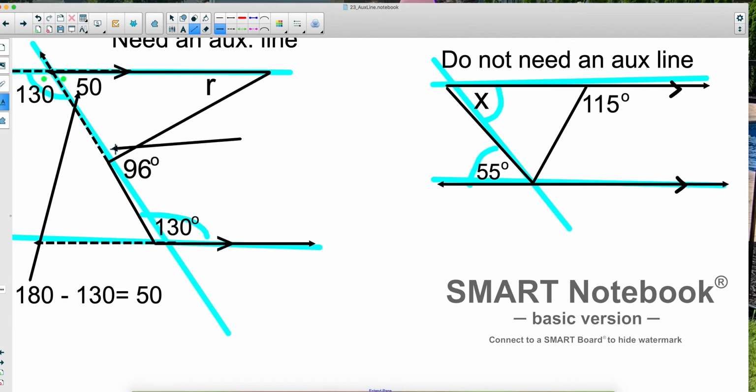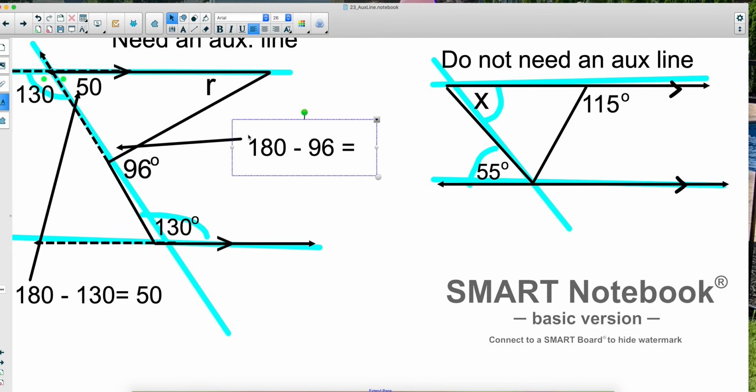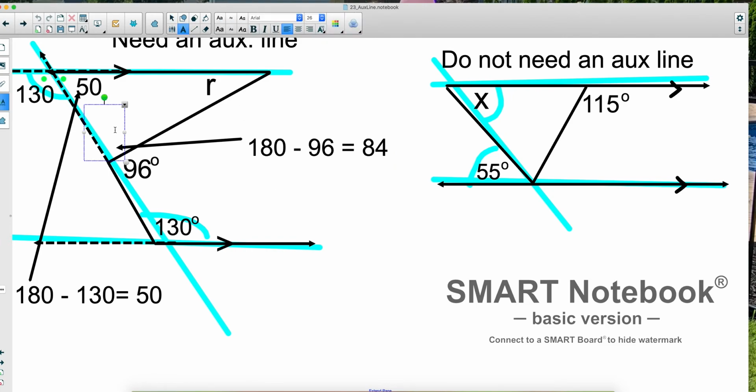So again, it's going to be another 180 minus 96, which gives us 84. Okay, so I can fill in 84. And now I just have that these three angles, the 50, right, the 84, and R are angles in a triangle.